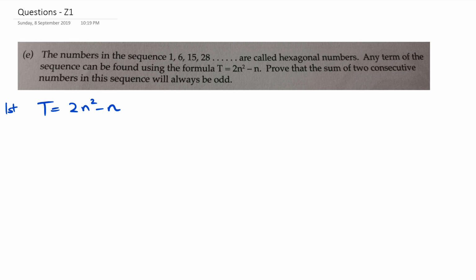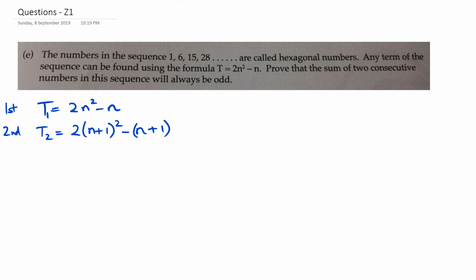So if the first number I'm figuring out is 2n squared minus n, imagine this is t1, then t2 is going to be 2 times n plus 1 squared minus n. Sorry, not minus n, minus n plus 1.